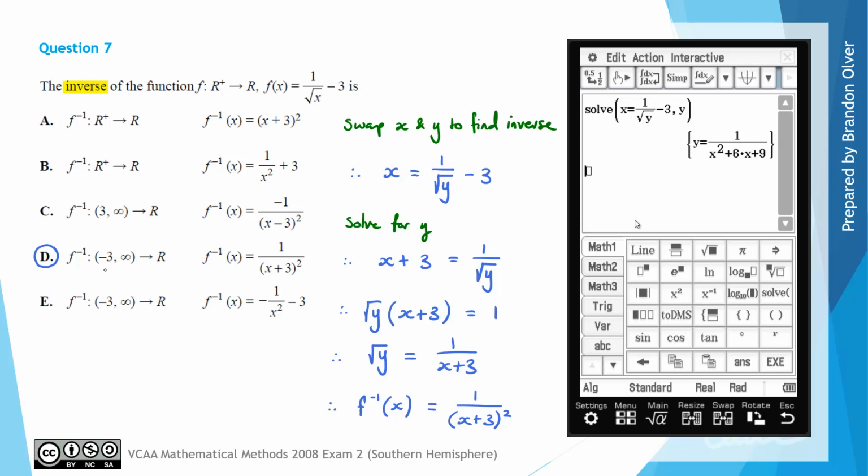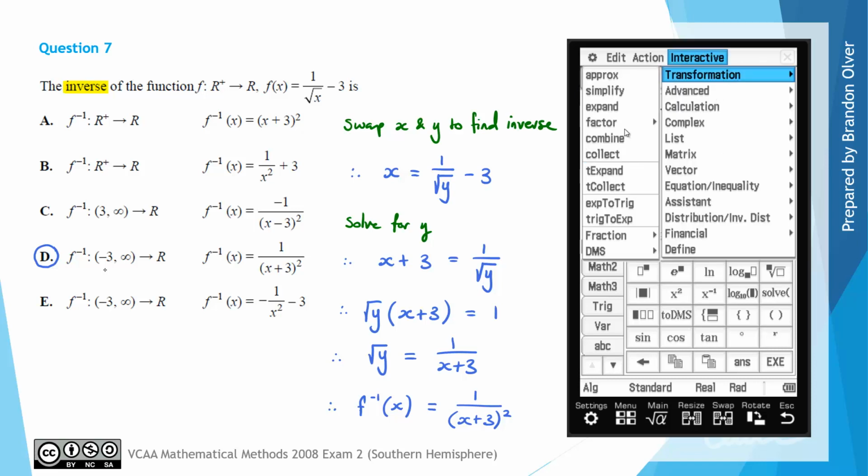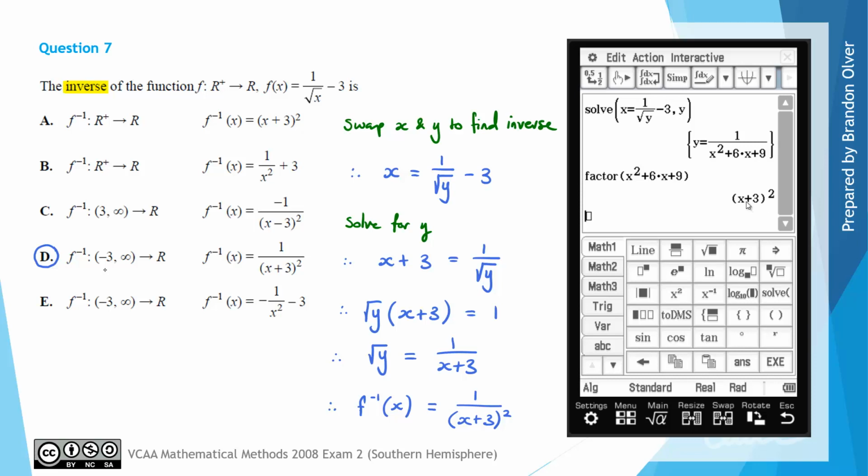Looking through the options, it's likely to be C or D. To work out which one it is, we just need to factorize the bottom line of that equation. Some of you might see straight away that it would be x plus 3 all squared, but if you needed to, you could drag that down and then go Interactive, Transformation, Factor. That would say that y is 1 on x plus 3 all squared, which is the answer for this question. I will just point out that the danger of doing that line is thinking that A is the correct answer. So just be careful: if I highlight it, it is 1 on that quadratic, so our answer needs to be 1 on x plus 3 all squared.